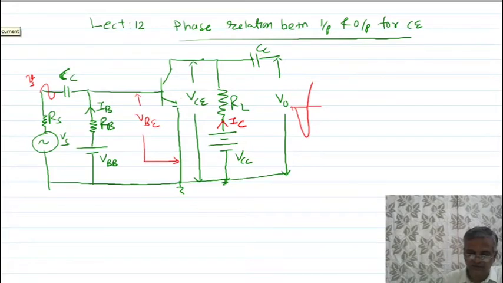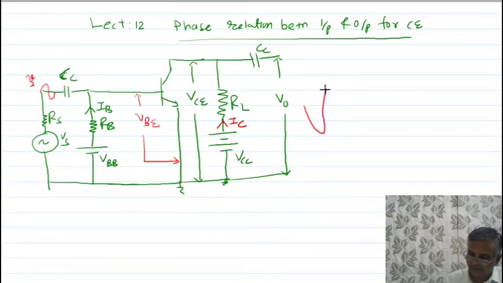We want to see the phase relation of the input and output current as well as voltage. So let us see this. I'm just trying to show it properly. You see that there should not be any distortion here.